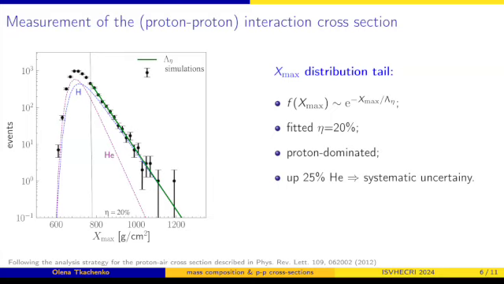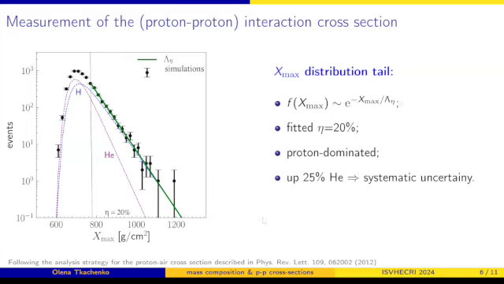Here you can see an example of the fit where there are two distributions. One is hydrogen and another one is helium. And the tail is almost fully fit with the hydrogen tail. And then we can get these lambda eta values, which are the analog of the attenuation length in the air. And from the lambda eta values, we can get the interaction cross sections.